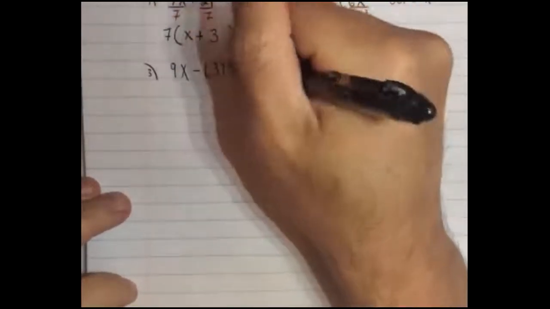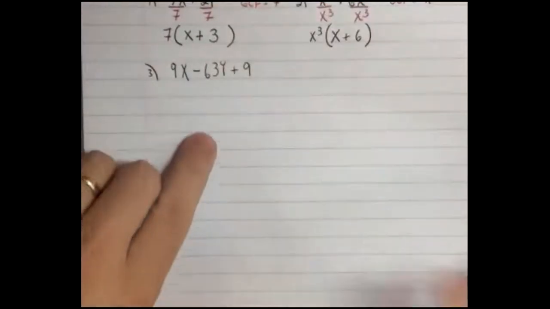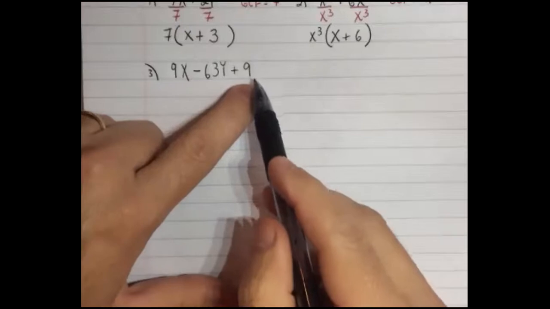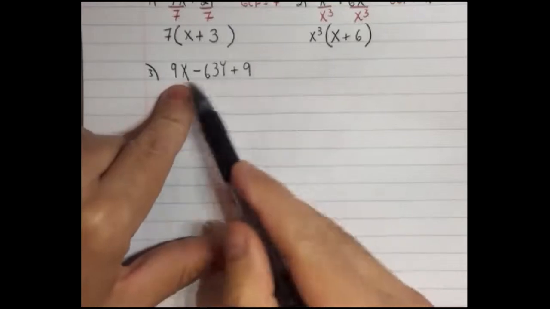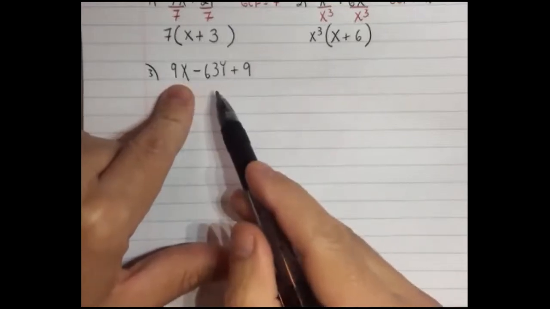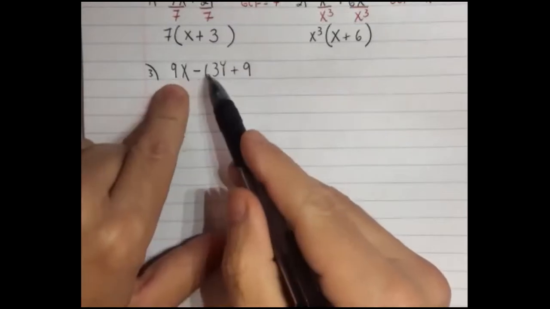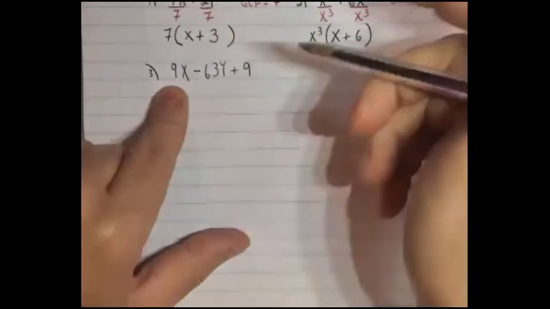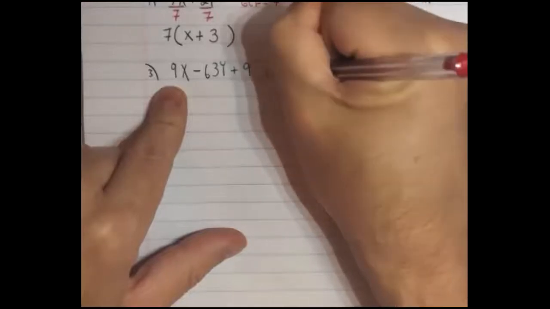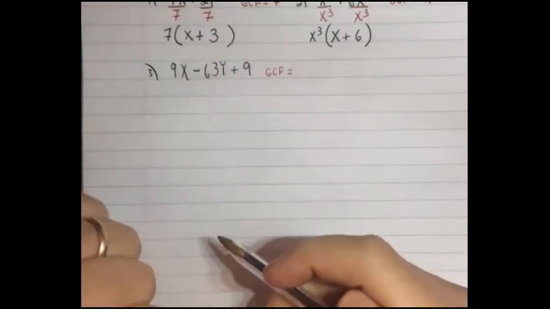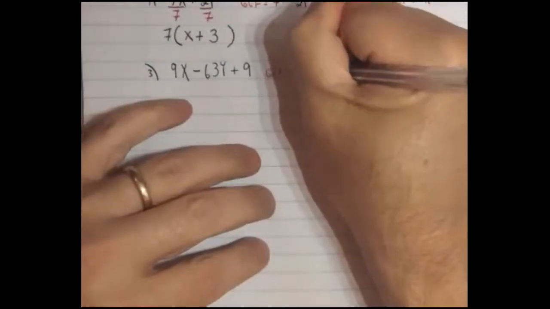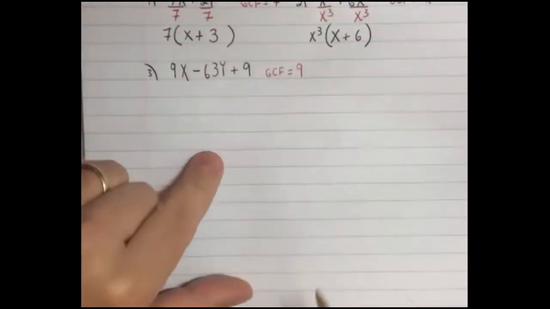All right, so this one actually has 3 terms in it. First thing you should recognize, this has an x, this has a y, and this is a constant, so this has no variables. So in this example here, I'm not going to be able to pull out any variables. So all I'm really looking at are these numbers, 9, 63, and 9. And what would be the greatest common factor they have in common, or what's the highest number that will go into all 3? And the answer to that would be 9. 9 actually goes into all 3.